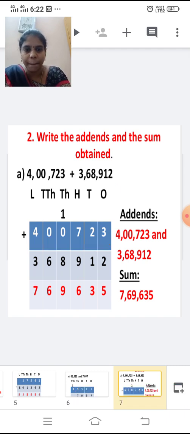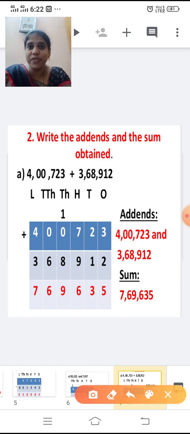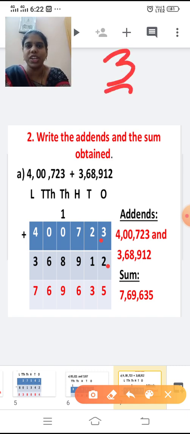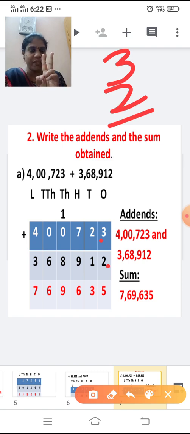Shall we add this now? Yes. First what you have to do? You are going to add the ones place, right? Now we are going to add the ones place, 3 and 2. And tell me the answer now. If you add 3 plus 2, what will be the answer? I'm keeping 3 in the mind, 2 in the finger. After 3, I'm going to add 2 numbers, 3, 4, 5. So write 5 below. Yes.